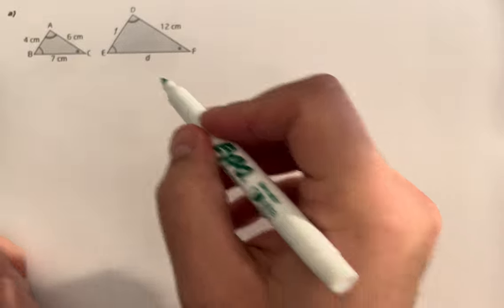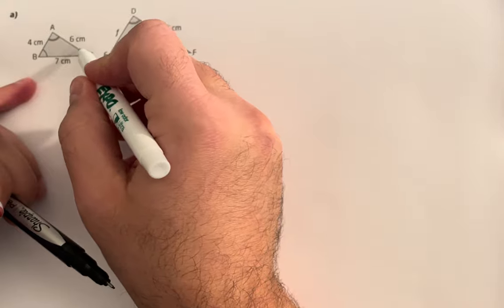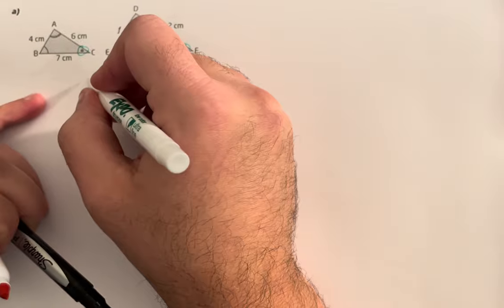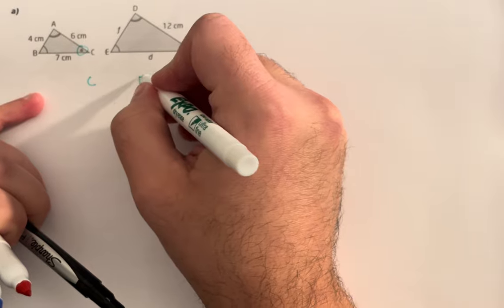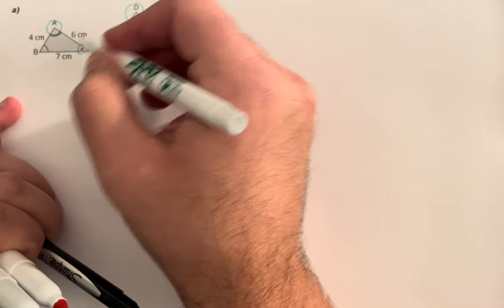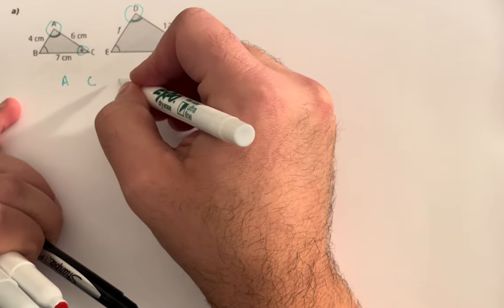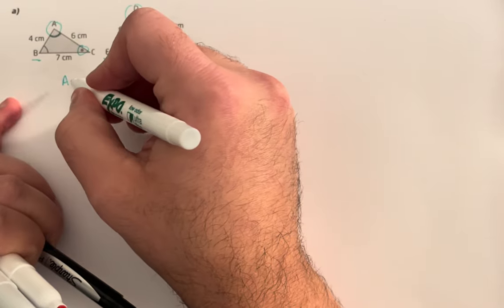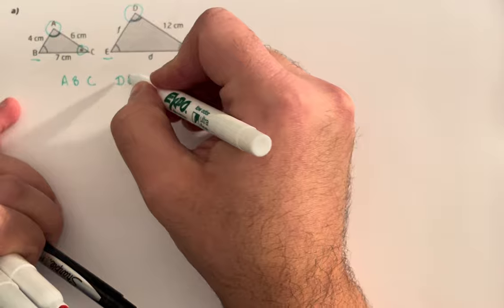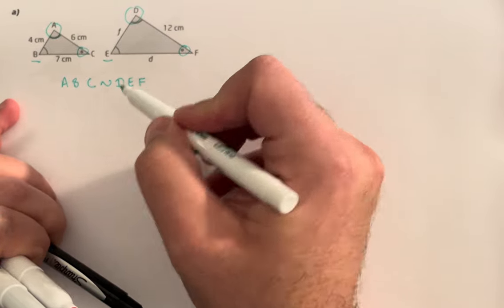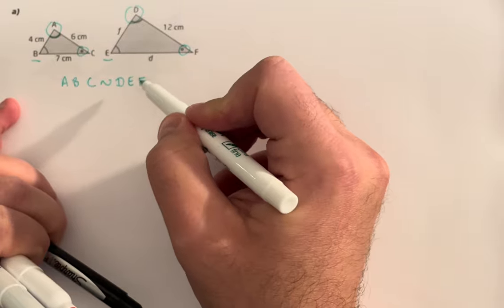Okay, so let's take a look at this question here. So we have labeled that this angle is the same as this angle. So angle C is the same as angle F. A is the same as angle D. And B is the same as angle E. So that means that triangle ABC is similar to triangle DEF.